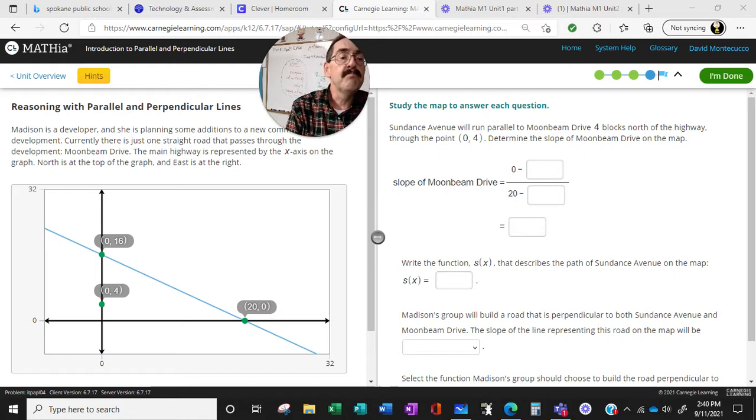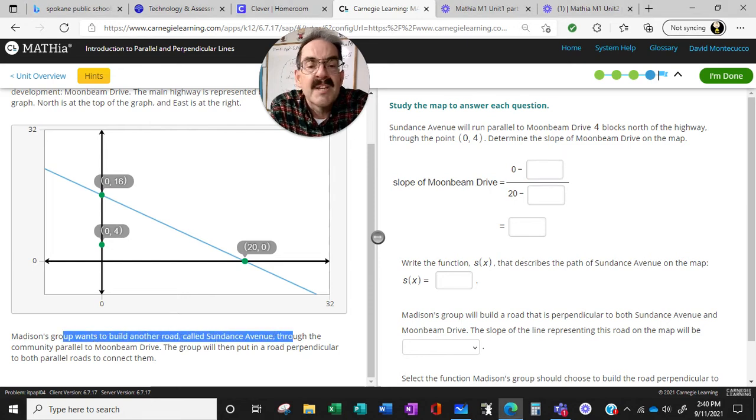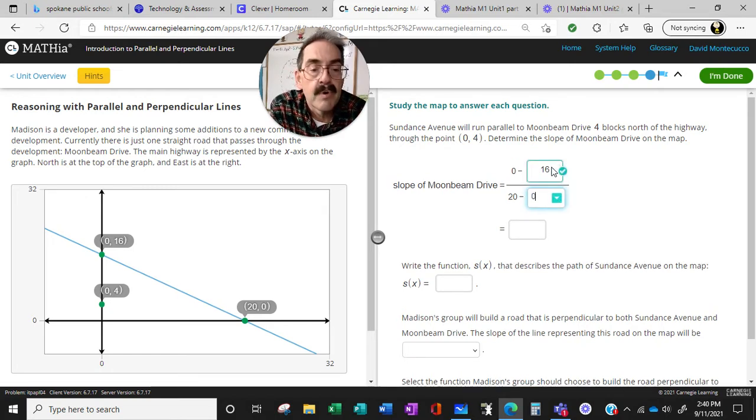Determine the slope of Moonbeam Drive on the map. Currently there's just one straight road that passes through the development, Moonbeam Drive. The highway is represented by the x-axis. Madison wants to build another road called Sundance Avenue. So Moonbeam Drive is 0 minus, so the x and the y, 0 minus 16, the rise over the run.